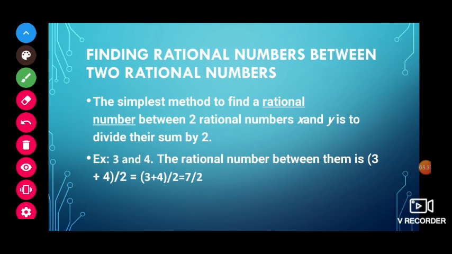Next, children, finding rational numbers between two numbers, or inserting a rational number between two rational numbers. Here we have different methods. The first, a simple method, is adding both the numbers and dividing by 2. Very easy. For example, to insert one rational number between 3 and 4, I add 3 plus 4 divided by 2. Then 7 by 2 is a rational number between 3 and 4.